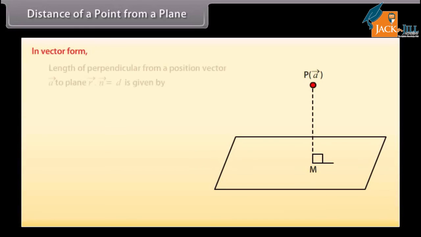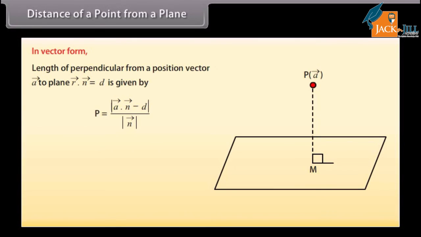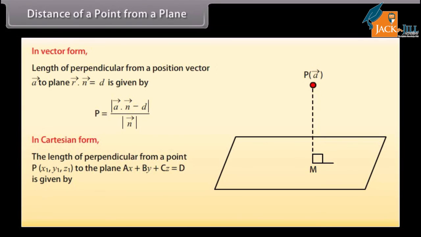Distance of a point from a plane. In vector form, the length of perpendicular from a position vector A to the plane dot product of vector r and vector n equals d is given by, in Cartesian form, the length of perpendicular from a point P (x1, y1, z1) to the plane ax plus by plus cz equals d is given by.